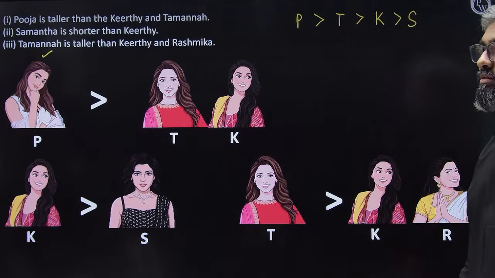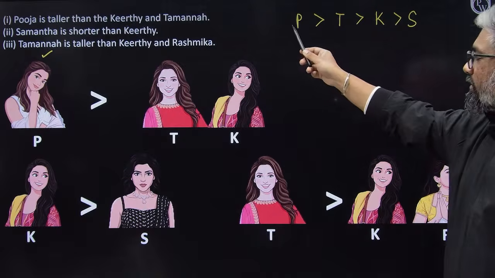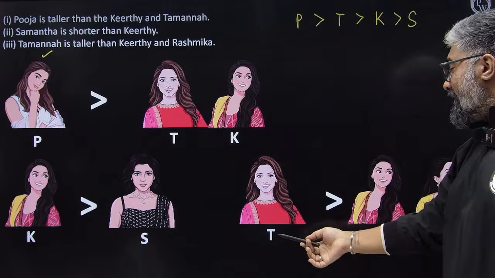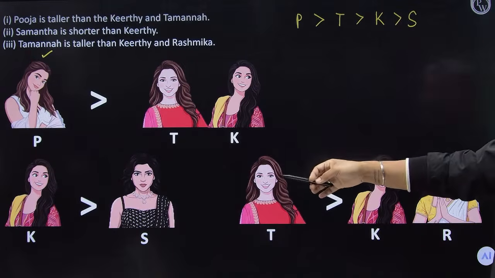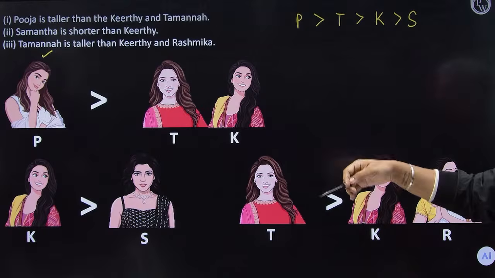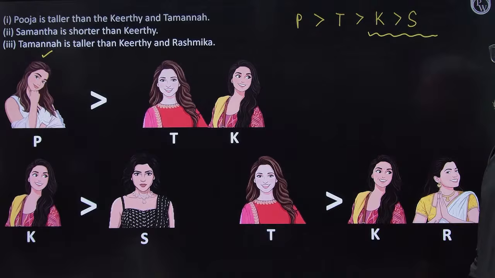Now who's left? Rashmika is left, correct? Where can Rashmika come? Can Rashmika be in the first place? No. Rashmika is clearly shorter than Tamanna. So Rashmika has to be somewhere here. And any other place we can place Rashmika? Rashmika can come here anywhere, correct?